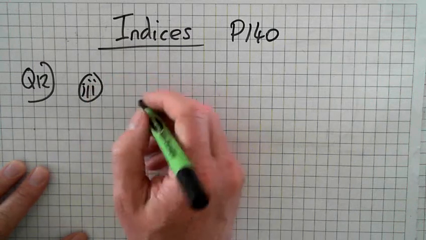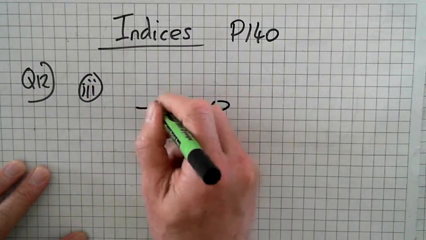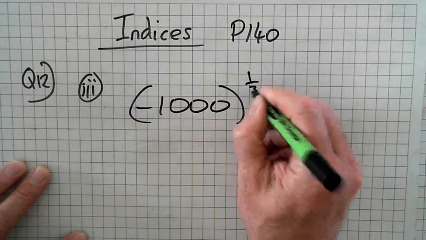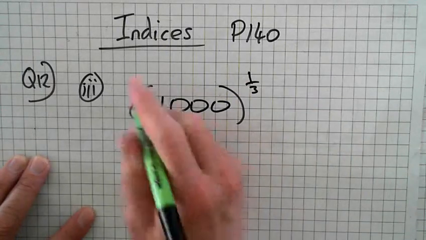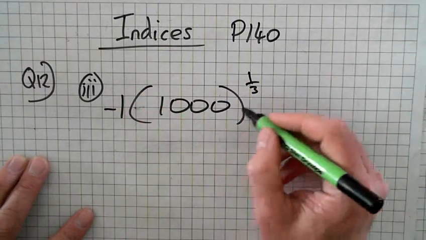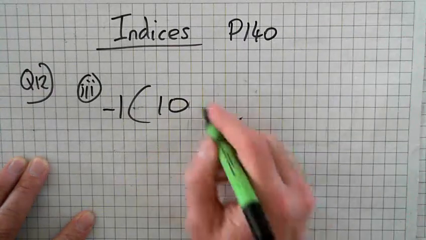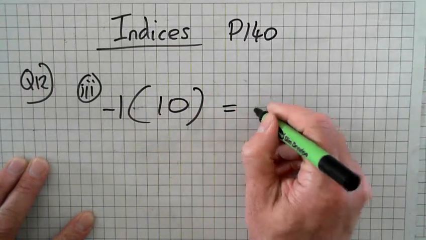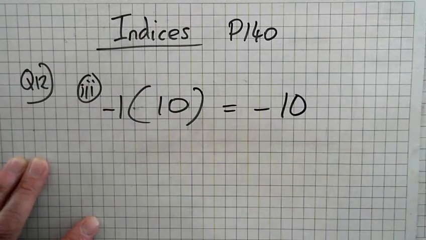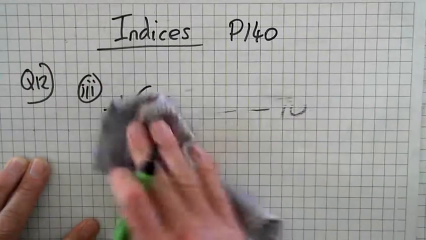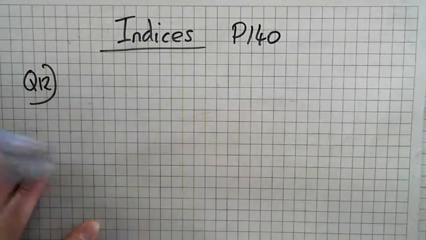Power 3, minus 1000. So we'll take the minus outside. Now what's the third root of 1000? 10. Minus 1 times 10, minus 10. Alright, a couple of other ones.